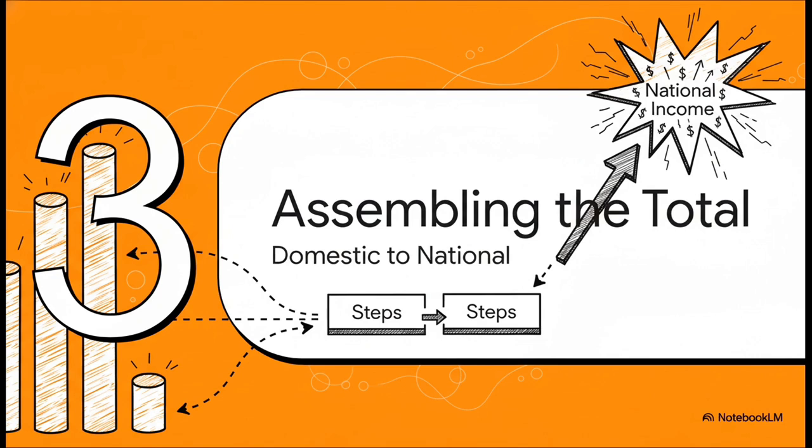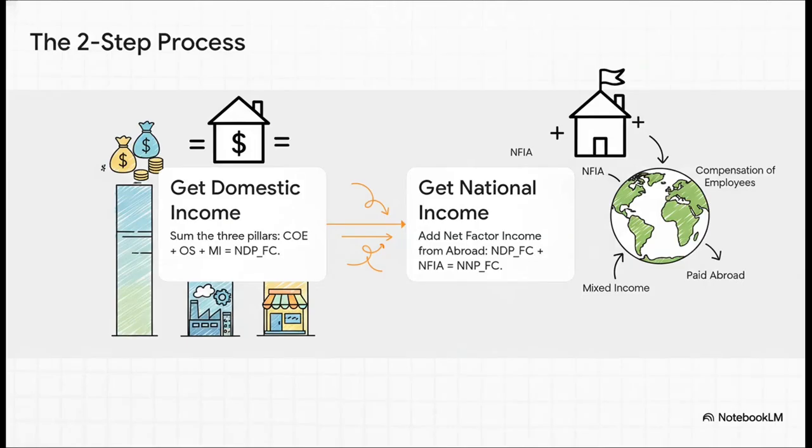Now for the fun part, putting them all together to get that big headline number, national income. And it's actually a pretty simple two-step process. Step 1, you just add our three pillars together, the compensation, the surplus, and the mixed income. That gives you what's called net domestic product at factor cost, which is just a fancy way of saying all the income earned inside the country. Step 2 is going from domestic to national. We just need to add the income our citizens earn from other countries and subtract what foreigners earn here. That little adjustment is called net factor income from abroad, or NFIA for short.